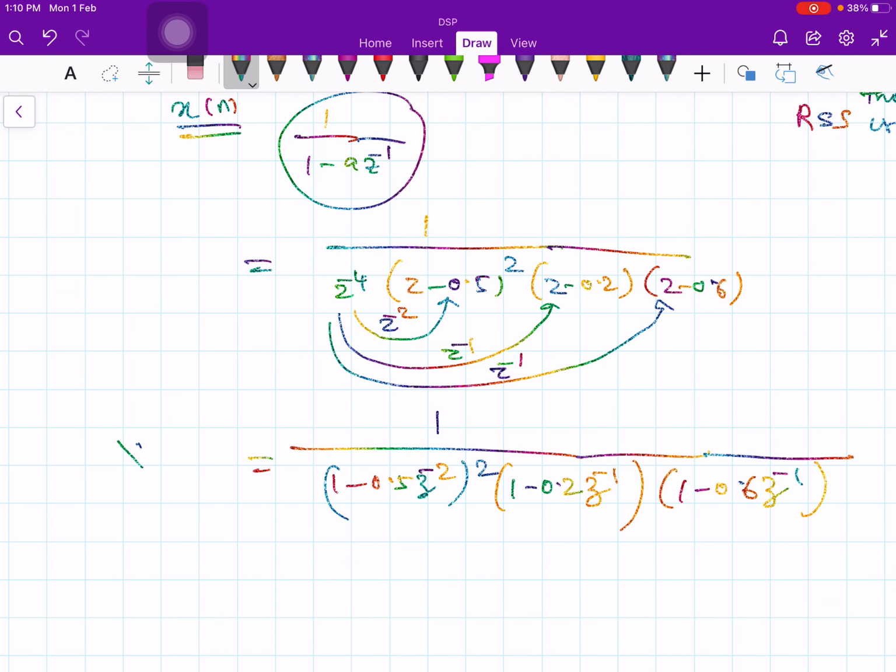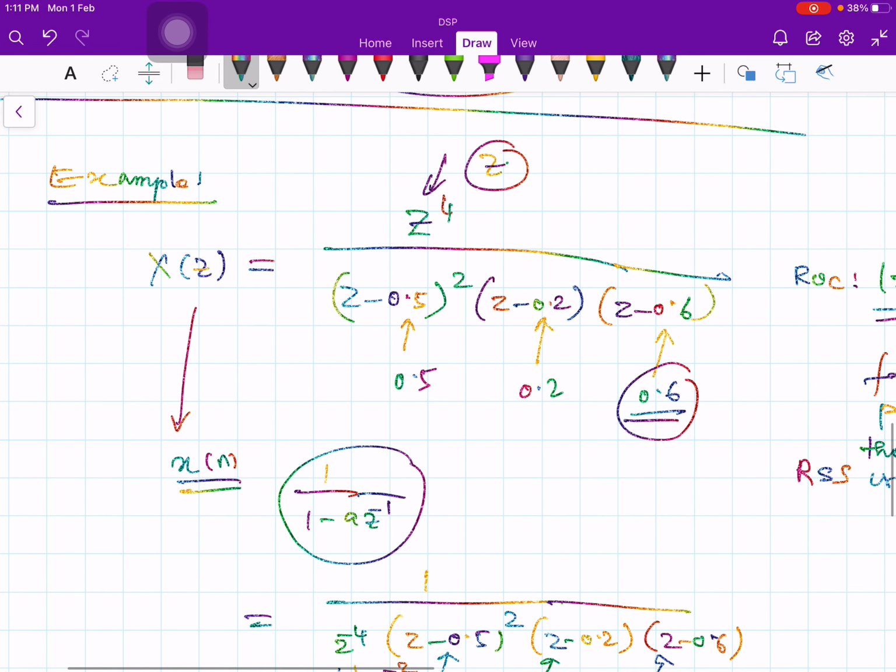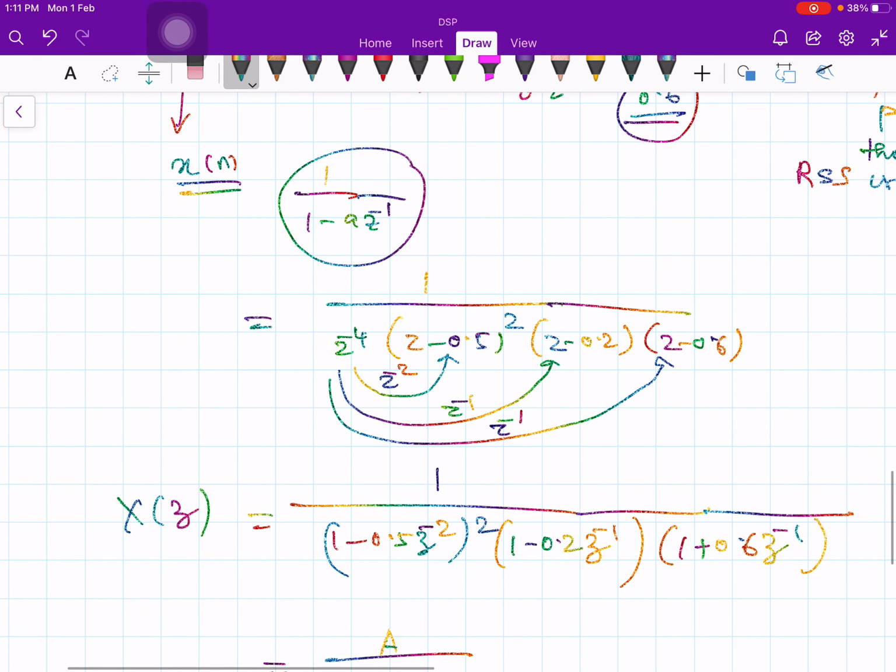So this is my X(z). Now you can write this as follows. A divided by 1, is it 1 minus or 1 plus? I don't know. One second, I think I copied it wrongly. I'm sorry, this is 1 plus 0.6 z inverse. This also z plus 0.6. Okay, fine. And here also plus.